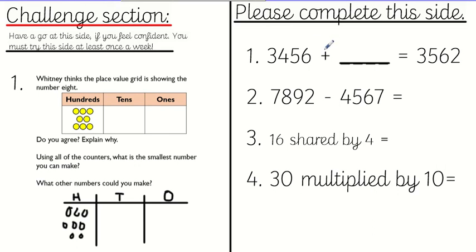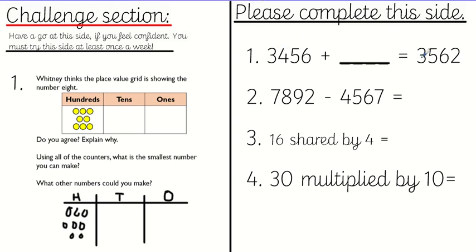Now let's move on to the right hand side. So if you're not ready for this right hand side, don't worry, pause the video now and go back through what I've just talked through so that you can have a full go at each part of this question. So number 1 on the right hand side, 3,456 add something equals 3,562. This is a missing number question. So if you want to pause the video now and have a think about missing number questions, you may already have a strategy to answer this one.